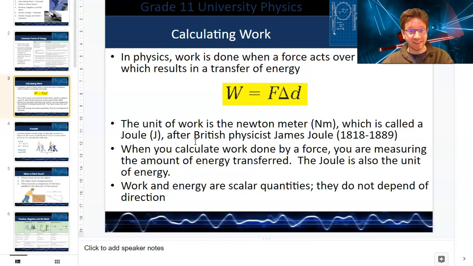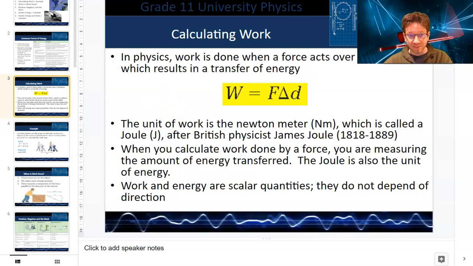Now, work and any energy we calculate are scalar quantities, so we don't need to worry about directions at all. Okay, and even though this is online, I can swear I hear you all cheering about that. Yep, no directions, so you don't need to worry about which way is positive. You don't need to worry about throwing negatives in. No, they're scalar quantities.